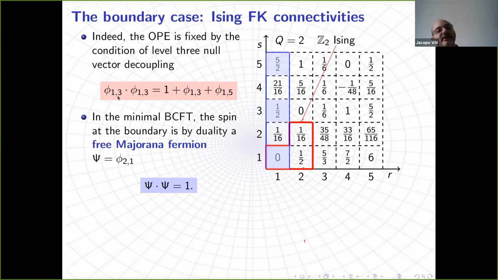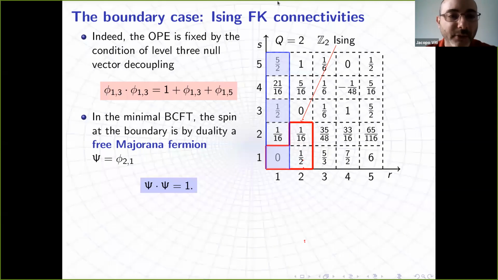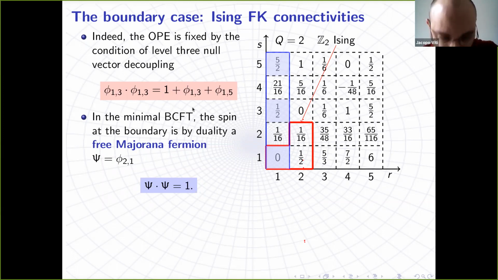If you were in the bona fide Ising model, and you really wanted to calculate the 4-point function of the Ising spin inserted at the boundary, then this should be calculable within a unitary boundary conformal field theory. And in this case, it means that the field phi 1,3, which has conformal dimension 1/2, should be identified with phi 2,1, which is, in this case, just the free Majorana fermion.